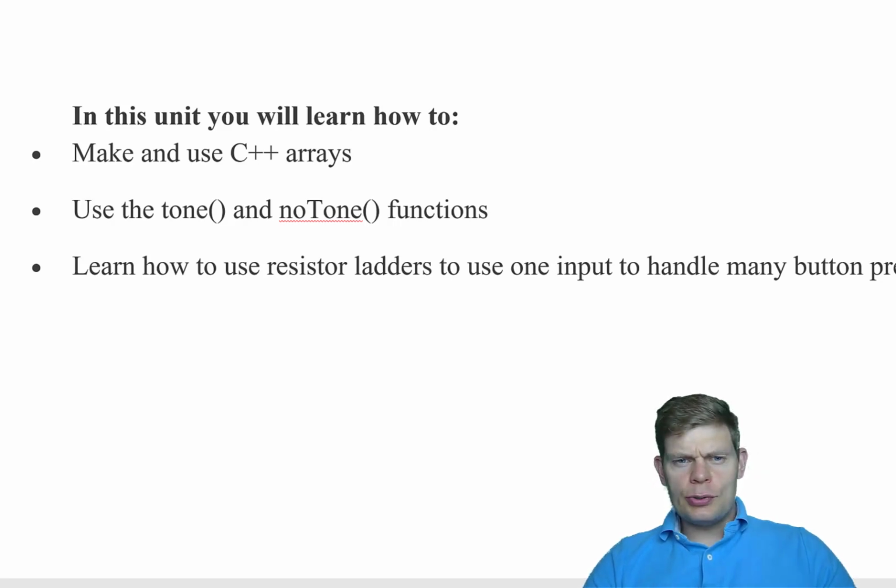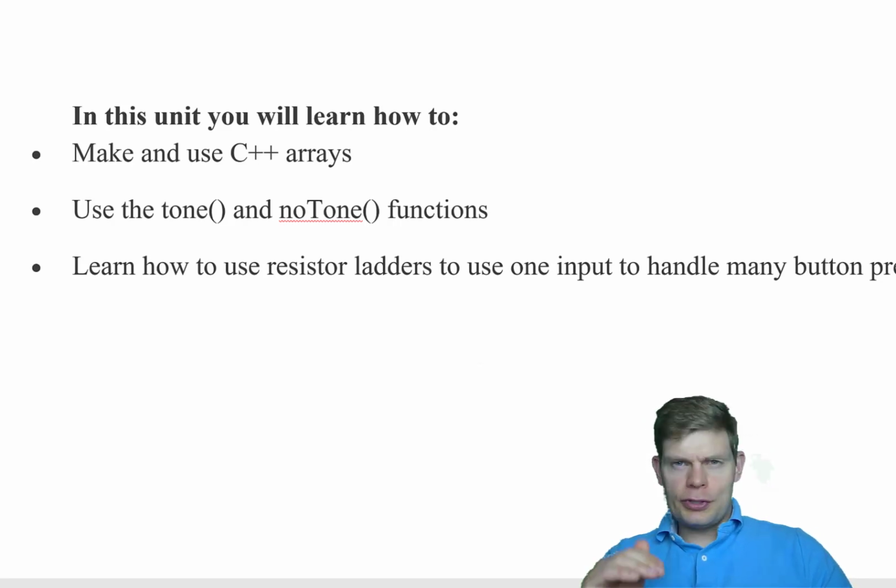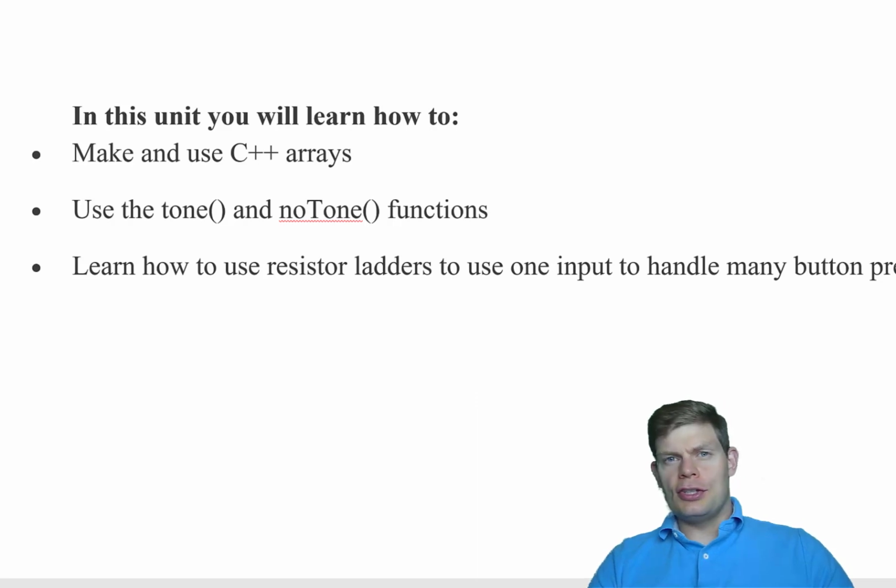It's also useful for things like making a digital to analog converter. Whenever we use analogWrite, we don't actually put out given voltage levels. We just change the duty cycle. But using resistor ladders, it's actually possible to make sort of a digital to analog converter, which will actually give you varying voltage levels, which is pretty cool.